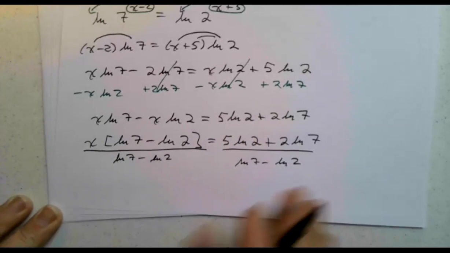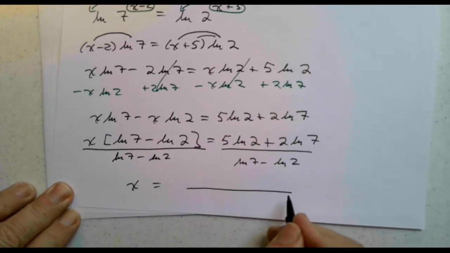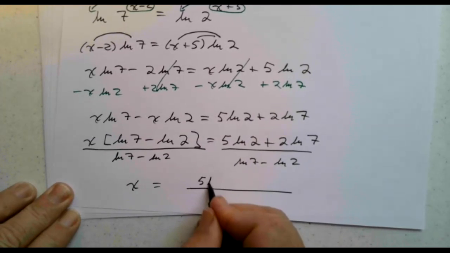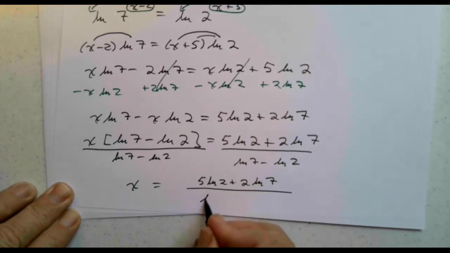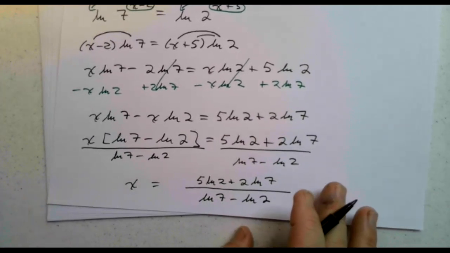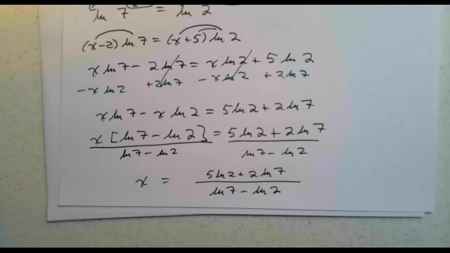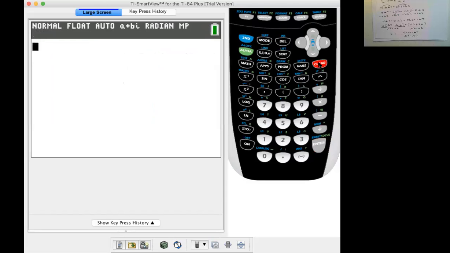And then the final answer is going to be x equals (5 natural log 2 plus 2 natural log 7) over (natural log 7 minus natural log 2). I would like to get a decimal approximation of this. That's going to be a little tricky, but we'll try it. We'll go to the graphing calculator, and we'll do our best to do that.